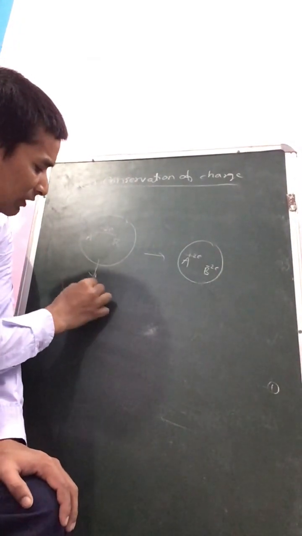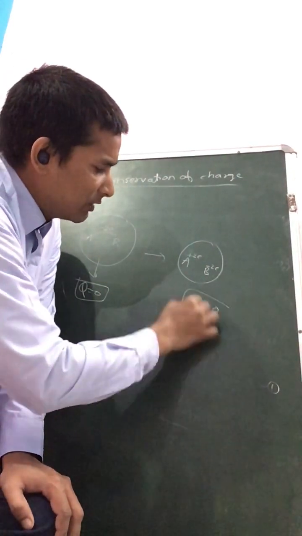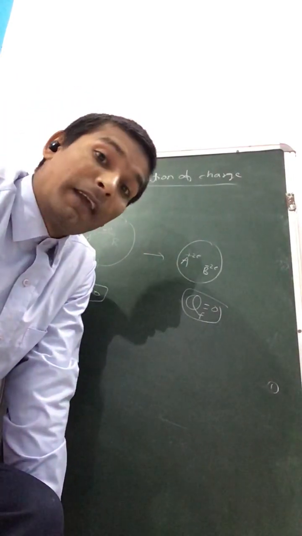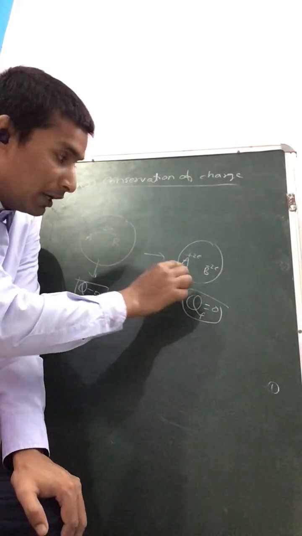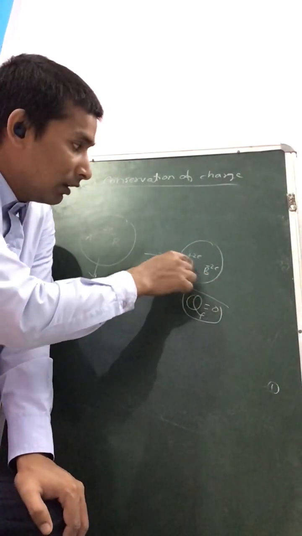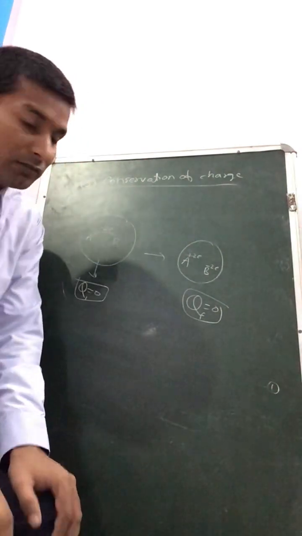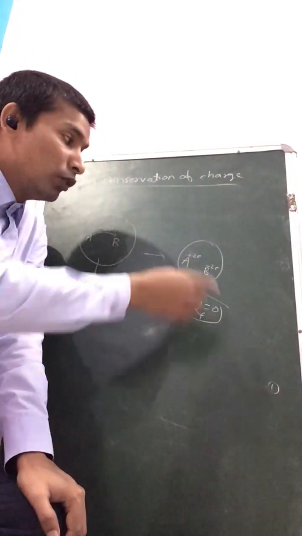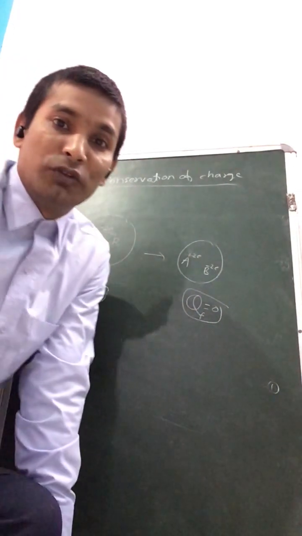Initially charge was 0, finally charge is 0, right? So charge remains the same, but we can create charge in pairs, like if we create plus 2 coulomb charge on A, then it will be minus 2 coulomb charge on B, so net charge will be again 0.